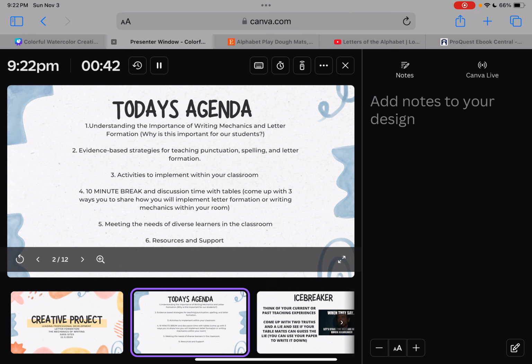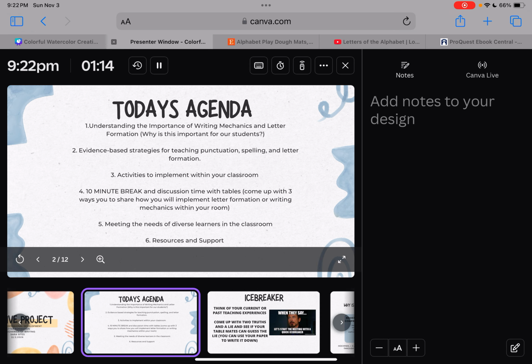There's going to be a 10-minute break, and at that time, you will, as a whole table, come up with 3 ways to share of how you will implement better letter formation or writing mechanics within your room. Or maybe at this time, you're going to share something that you already do within your classroom that you find works really well. Maybe you have a center that you really like to send your younger kids to, or maybe you have an outline that you really like to use with your students when they're working on a paragraph that you want to share. We are also going to go over meeting the diverse needs of learners within the classroom, and then we're going to go over some resources and some support.